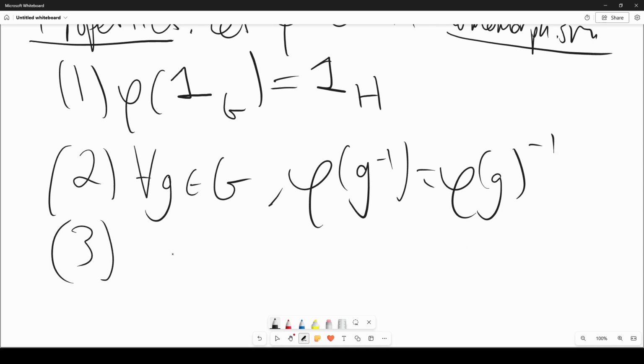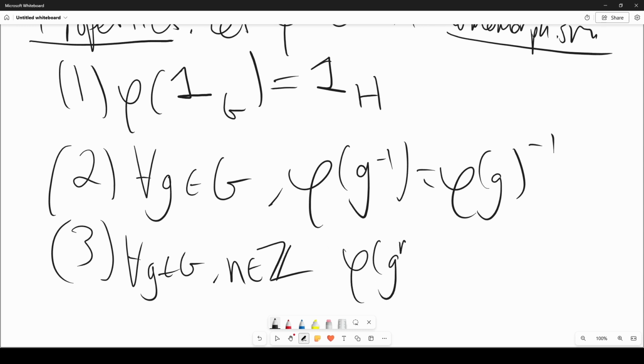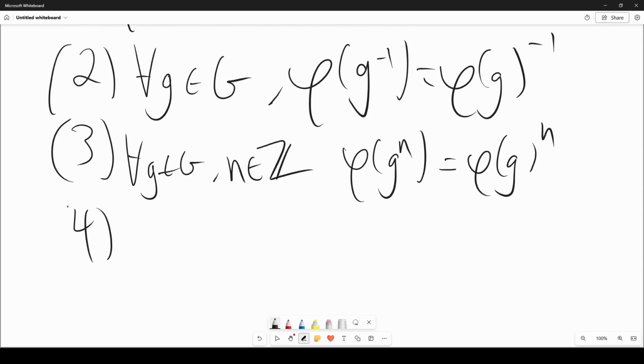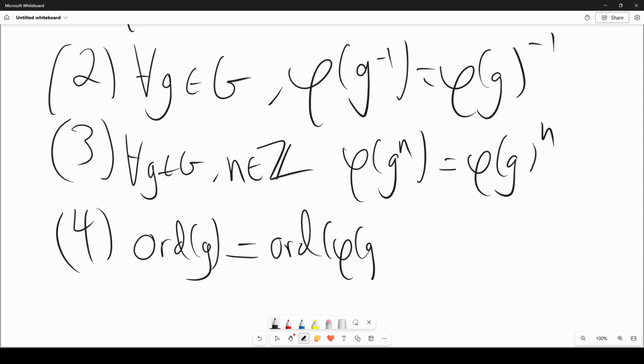This one then helps us prove that for all g in G and natural numbers, or should I say integers, because you can do negatives as well, you get phi of g to the n equals phi of g, all to the n. And finally, we're going to prove that the order of g equals the order of phi of g for all g in G.